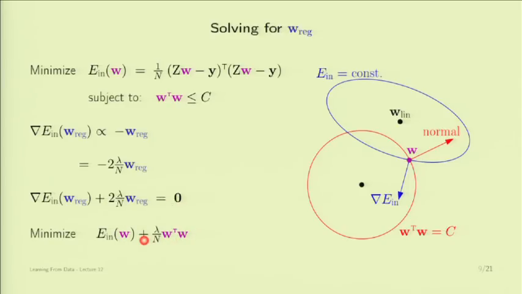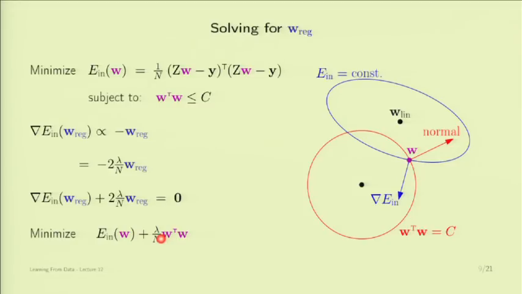That's actually pretty cool, because I started with a constrained optimization problem, which is fairly difficult to do in general. You need some method to do that. And by doing this logic, I ended up with minimizing something unconditionally. Just minimize this, and whatever you find will be your solution, okay? And here we have a parameter lambda, and here we have a parameter C. They are related to each other, okay?